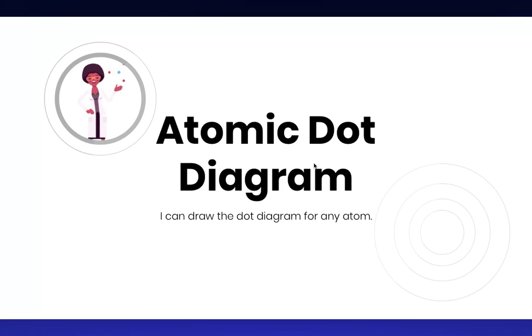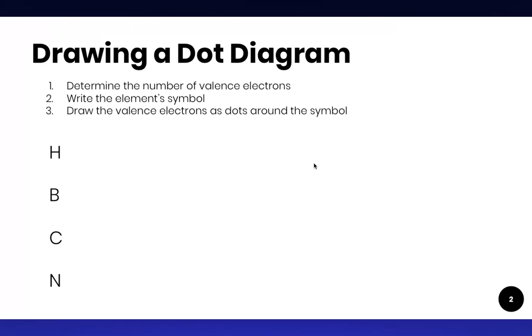Chemistry students, the last thing we need to talk about this chapter is atomic dot diagrams. Once you're able to calculate valence electrons, you should be able to draw dot diagrams for any atom. There are 3 simple steps to drawing a dot diagram. The first of which is determine the number of valence electrons.